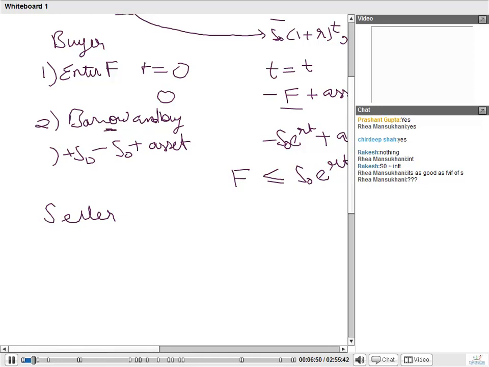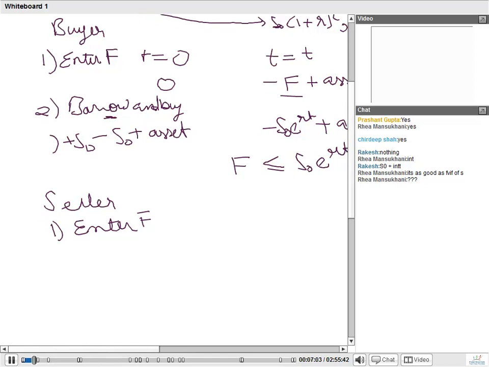If I am the seller, what will I think? I have two options. Either enter the forward and sell the asset later, because I don't want to sell it right now. I'll sell it at a time t equal to T. If I enter the forward, what is the payment that I will receive right now at t equal to 0?